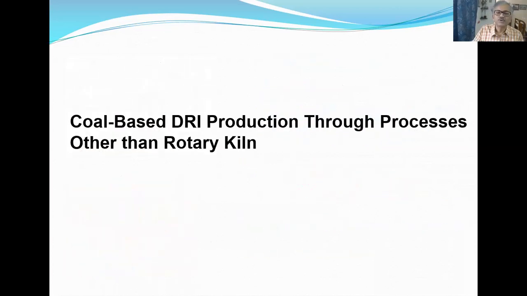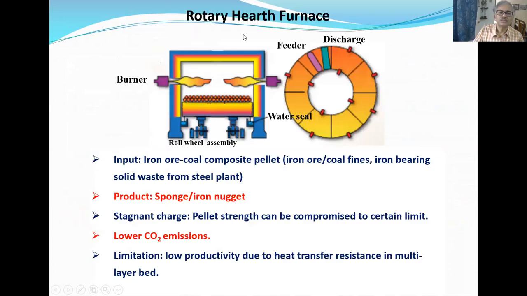Now, a coal-based process other than the rotary kiln process, that is a very important process, is, as I said, the rotary hearth furnace. Here the input is basically iron ore coal composite pellets, and you can get sponge iron or nuggets as the output. As I said, it looks like a donut shape. The charge enters from the inlet and moves over the hearth, passes through different temperature zones, undergoes preheating, reduction, and finally comes out as sponge.